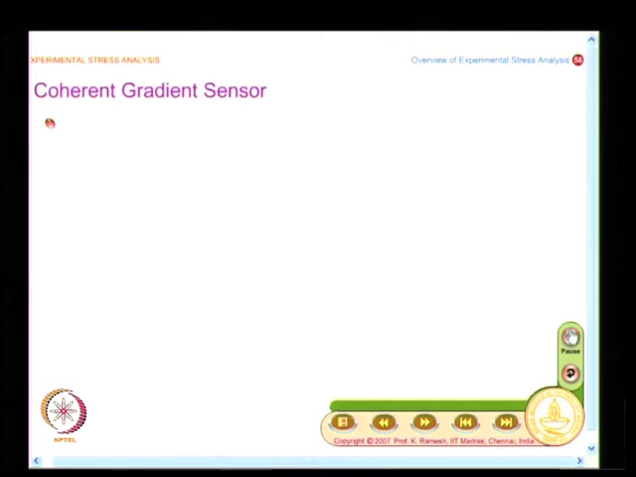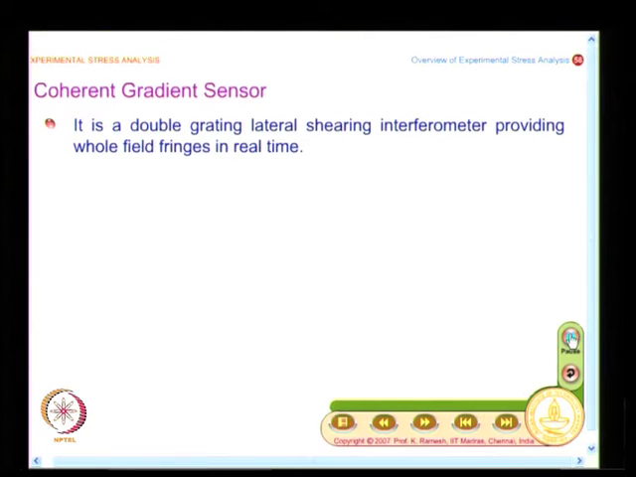And what you have here is a double grating lateral shearing interferometer providing whole field fringes in real time. So, we have emphasized some of these concepts. We have said whenever you look at an optical technique, you have to find out whether you get information in real time. If you get information in real time, it makes your life a lot simpler.